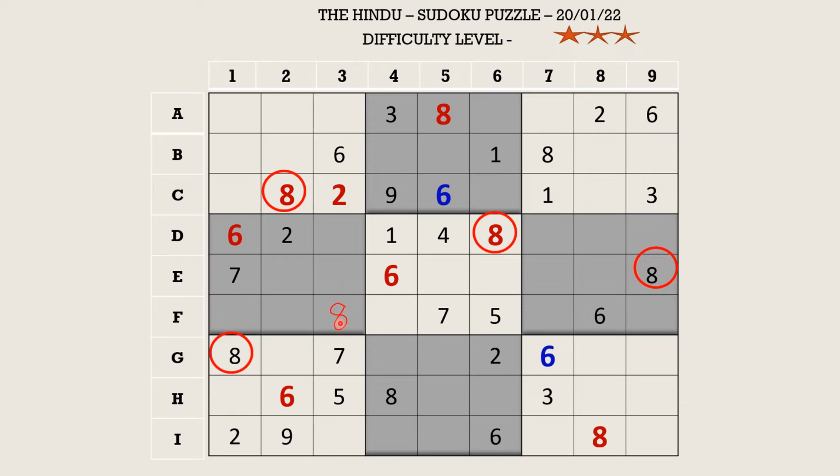There is a 5 in row F which blocks these two cells. There is a 5 in column 3 which blocks these two cells. So E2 takes 5.